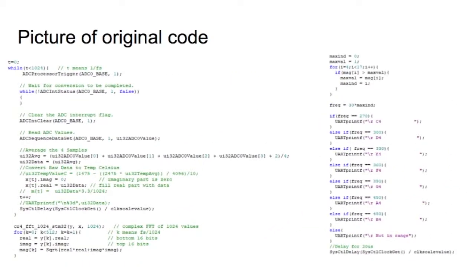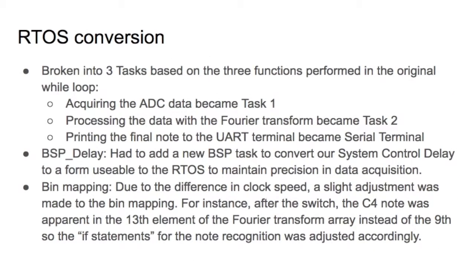So here's our picture of our original code. As you see, we're doing the ADC conversion first, getting those samples. We have a delay of about 20 microseconds in there at the end of each sample. Then we do the Fourier transform on it and print out this frequency that we found.